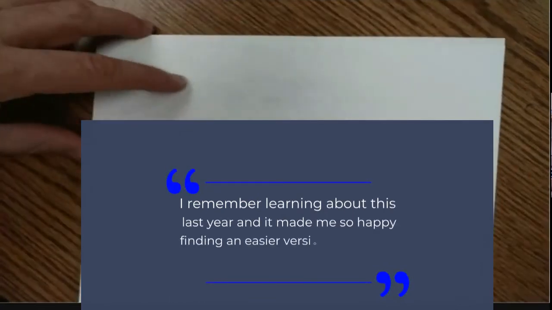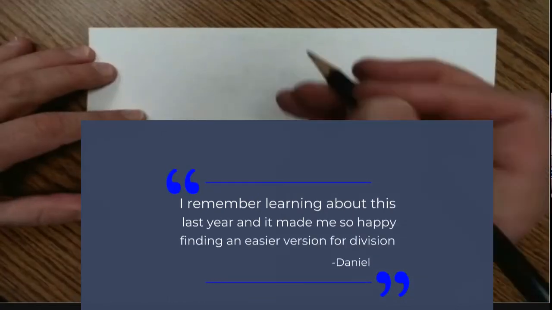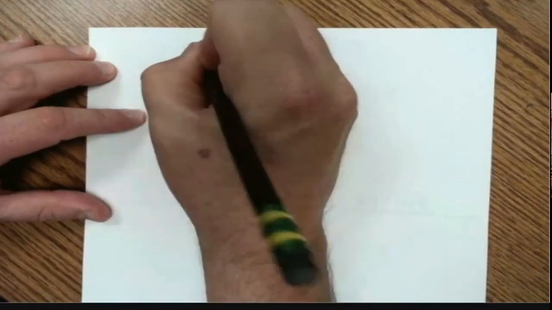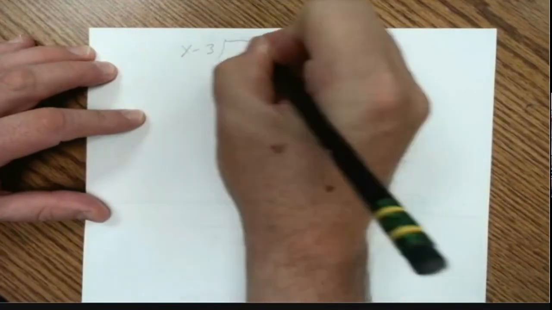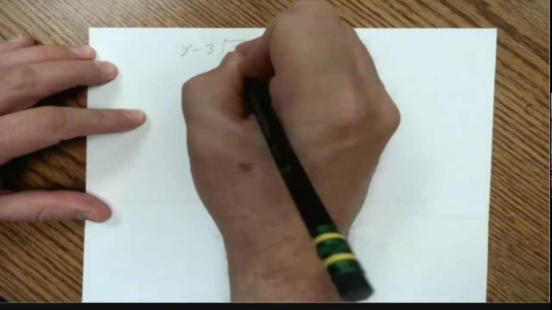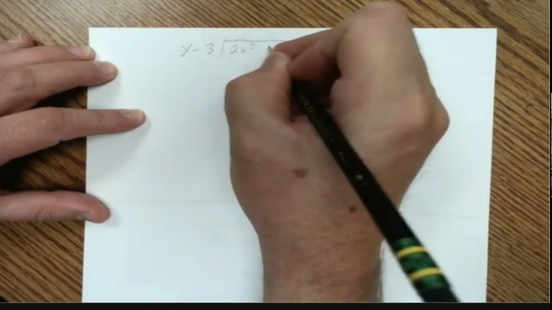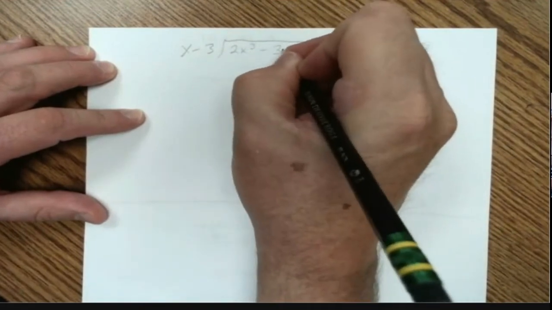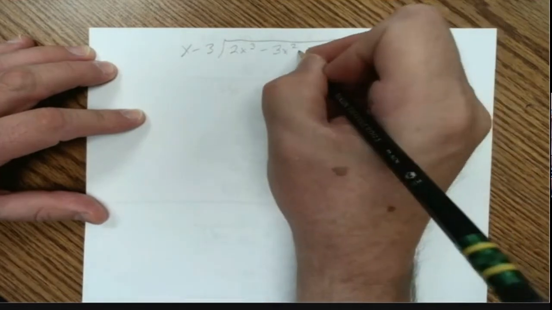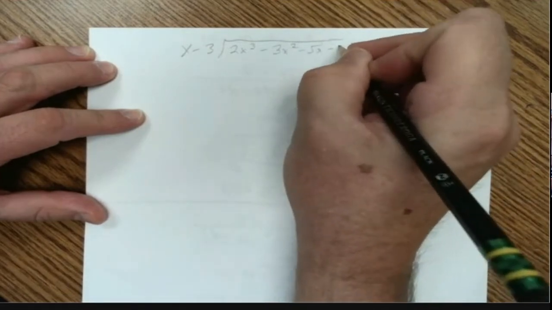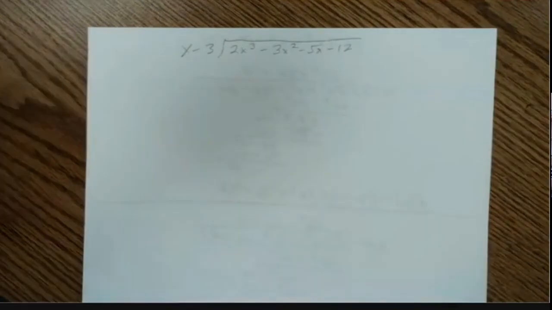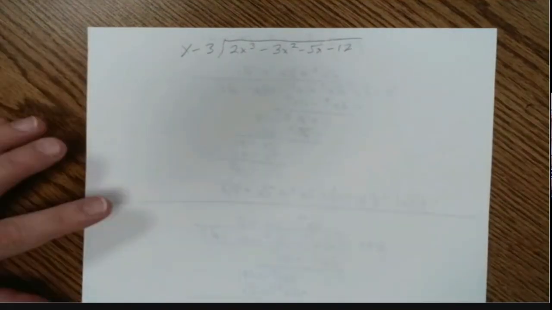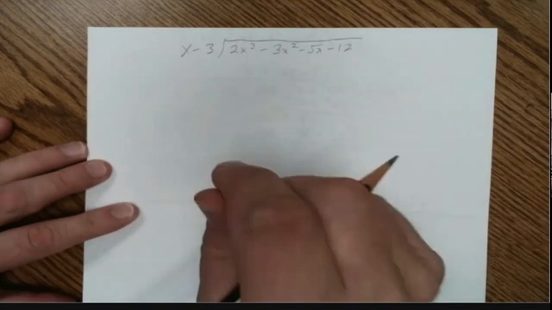If you haven't seen this before, let's say that I want to take x minus 3, and I'm going to divide it into 2x to the third minus 3x squared minus 5x minus 12. And we're like, whew, okay, well, let's say we want to do that. Here is how synthetic division works.